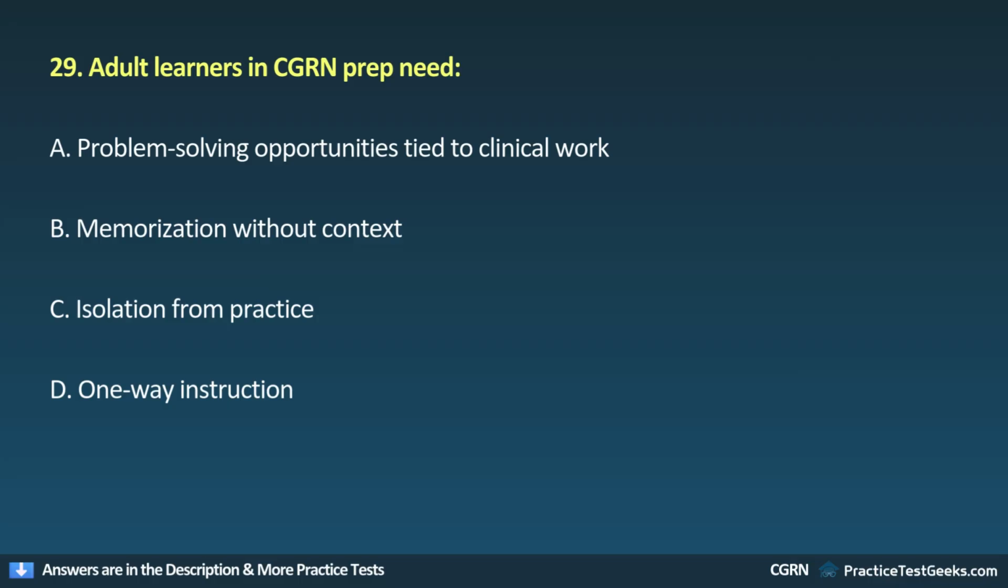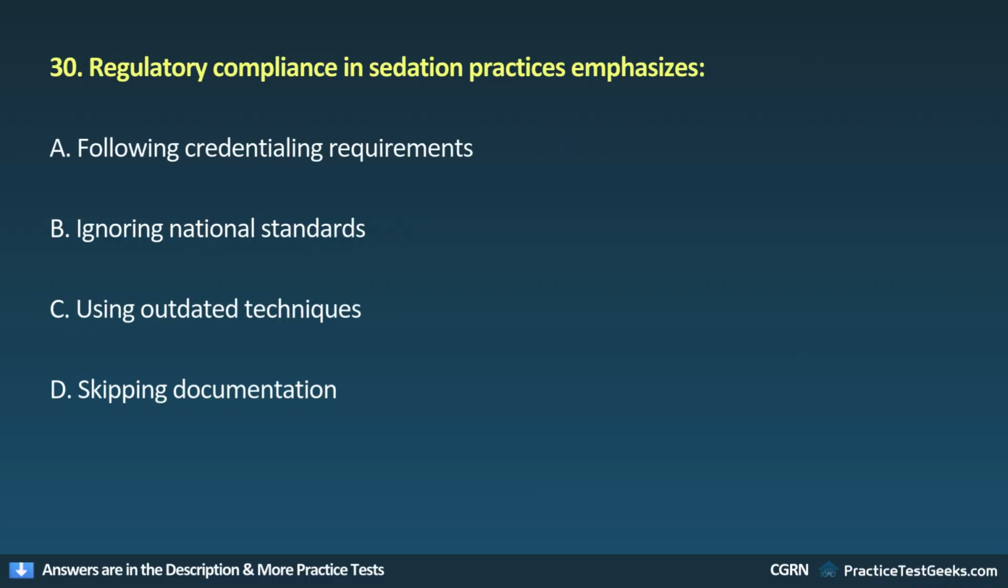29. Adult learners in CGRN prep need A. Problem-solving opportunities tied to clinical work. B. Memorization without context. C. Isolation from practice. D. One-way instruction.